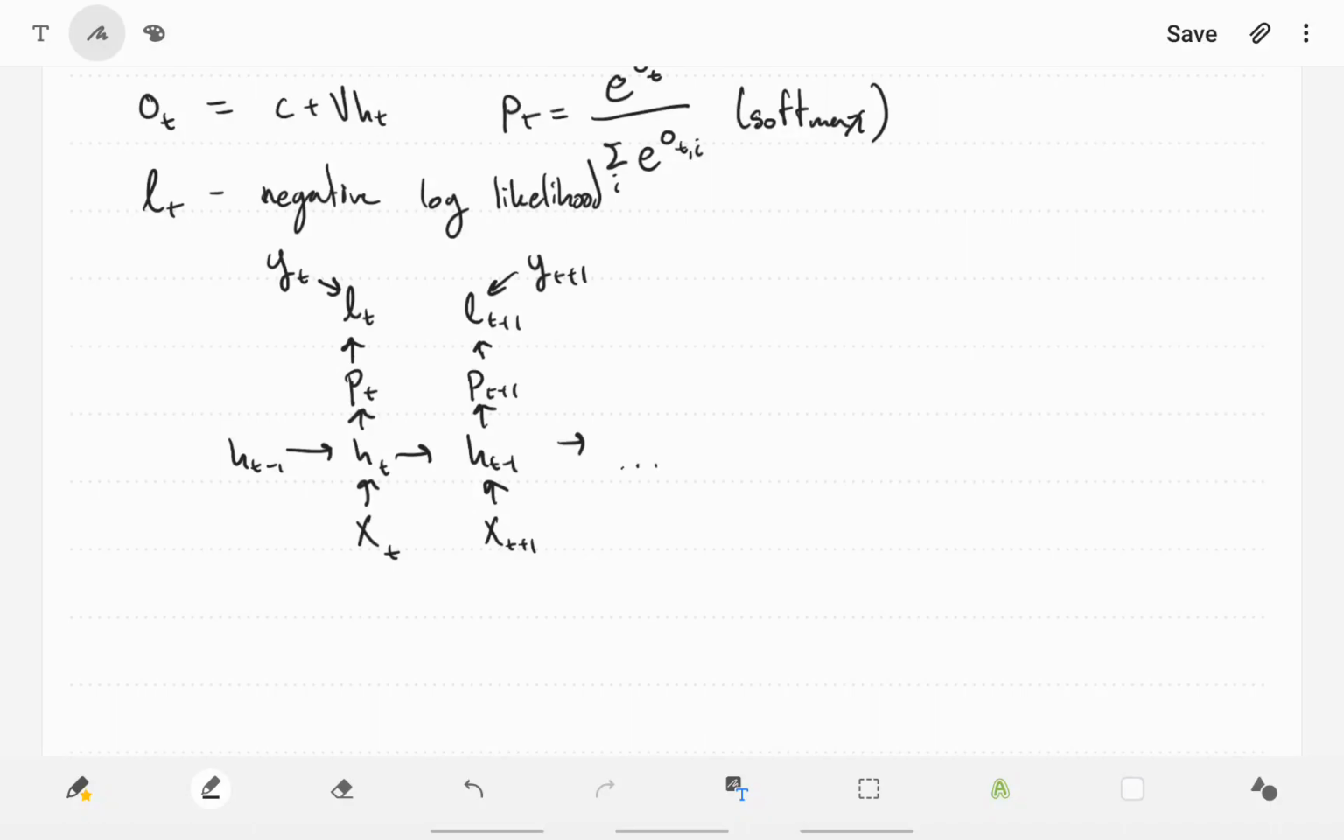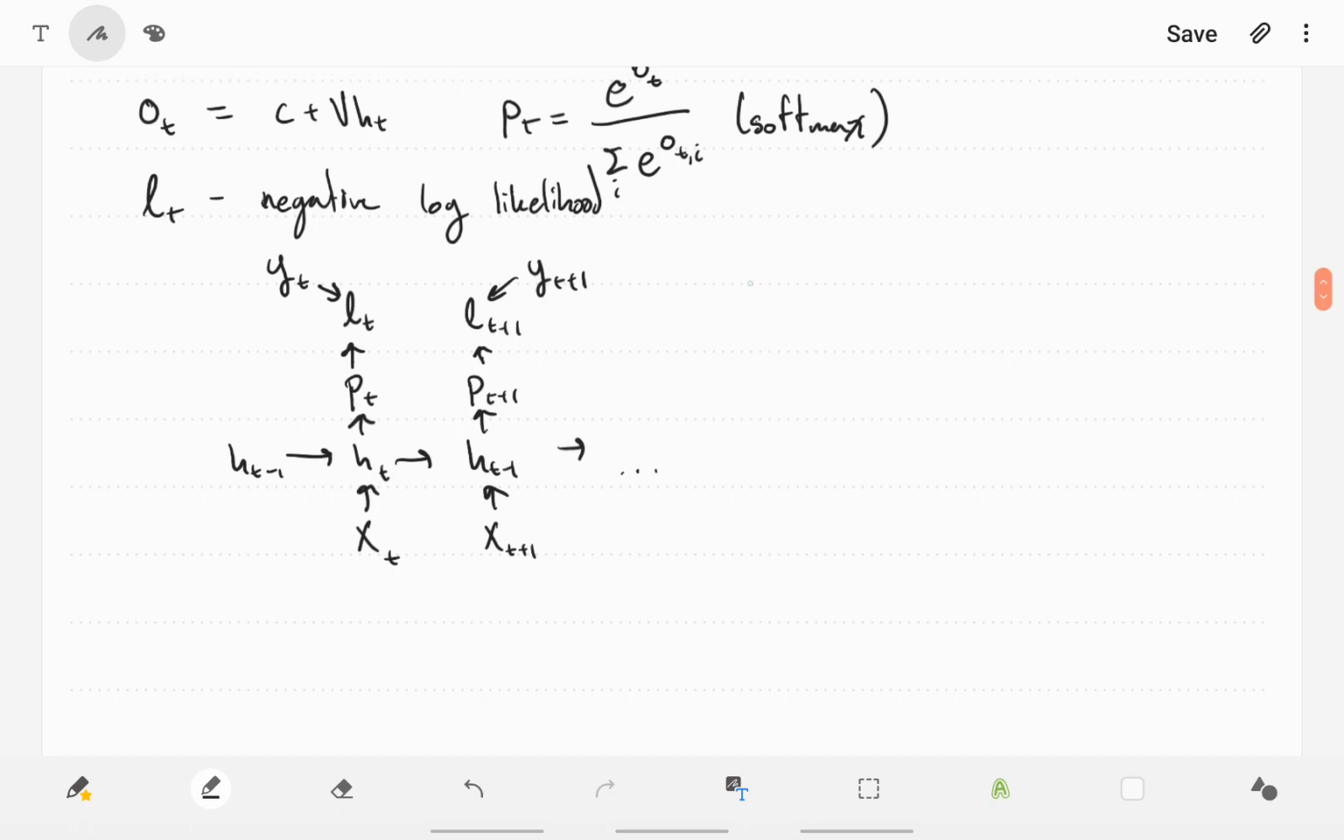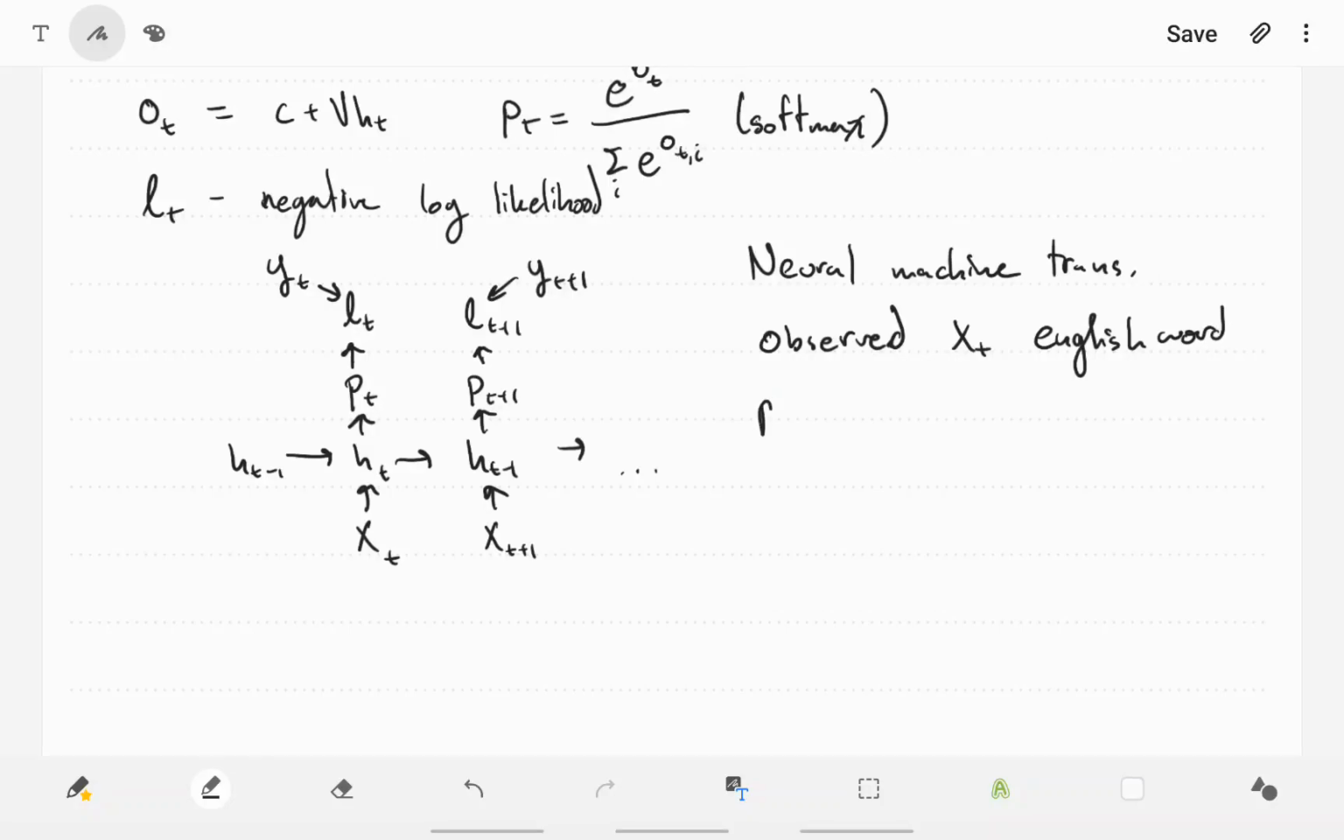Okay, so this is our basic recurrent neural net structure for an example of neural machine translation. In neural machine translation, we have our observed x sub t, which is, for example, an English word. We have our predictions, p sub t, and then we observe, of course, our word in the other language. Let's say it's French, which is y sub t, our French word. And so this can be thought of as translating one word at a time.